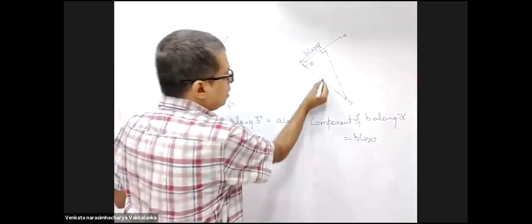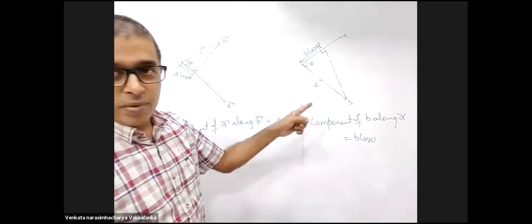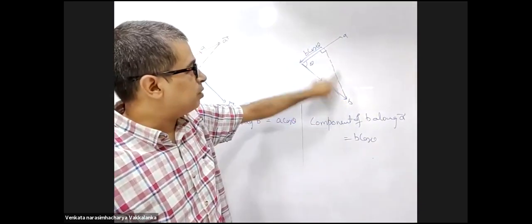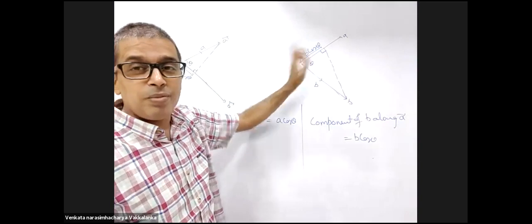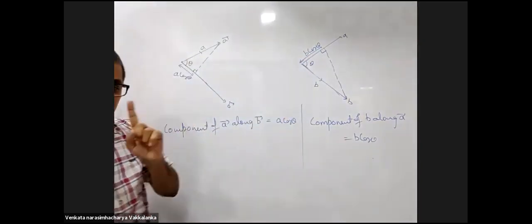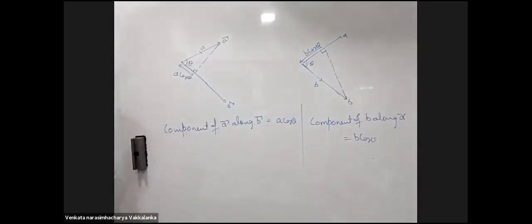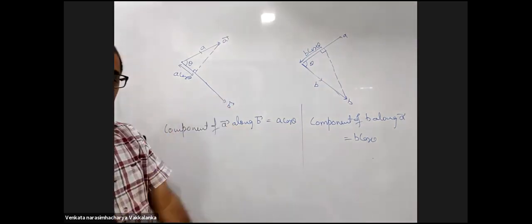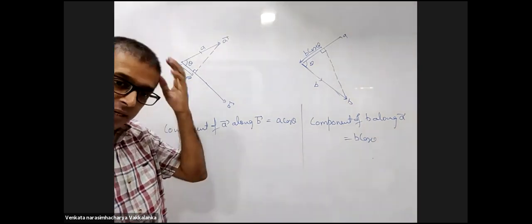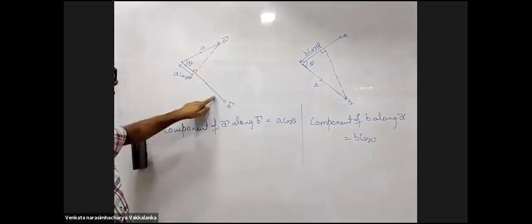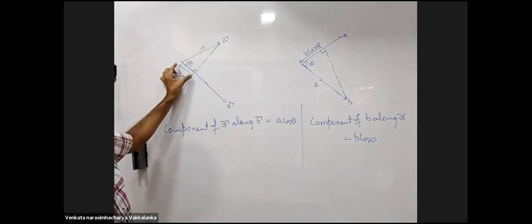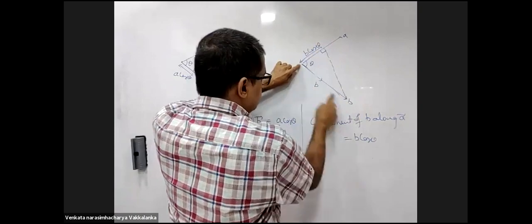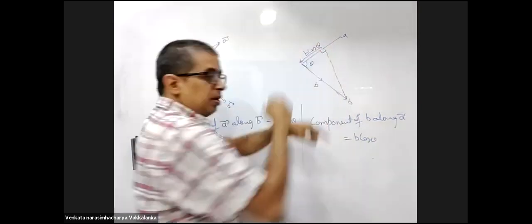Now the vector B is being resolved. B will be the hypotenuse of the right angle triangle. Its component along A will be B cos theta. Do you get the difference in the two cases? Whichever vector you are resolving, that should be the hypotenuse of the right angle triangle. If I am resolving A along B, A is the hypotenuse. This will be A cos theta. If I am resolving B along A, this must be the hypotenuse. This will be B cos theta.